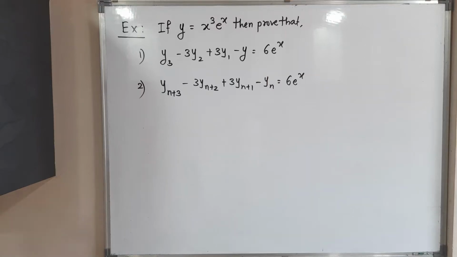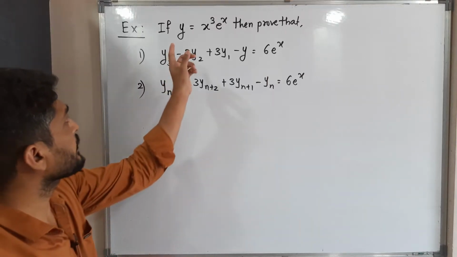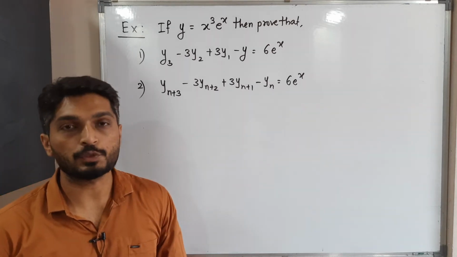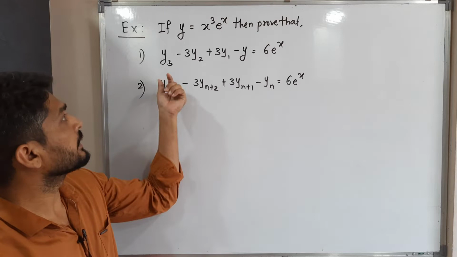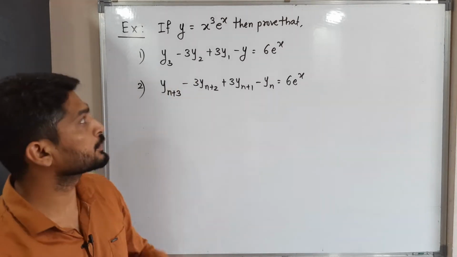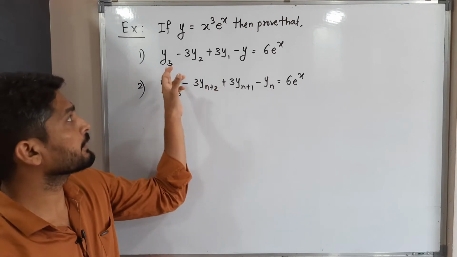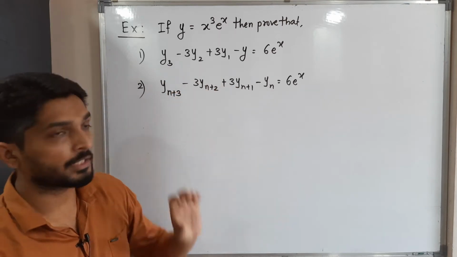Hi everyone, let us discuss this example. So in this example, y is equal to x cube e raised to x. This function we have, and we have to prove that it satisfies these two equations. The first one is y3 minus 3y2 and so on. The third derivative is involved here, and here the nth derivative is involved.